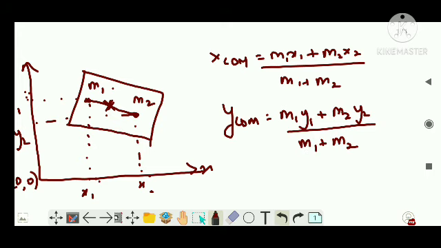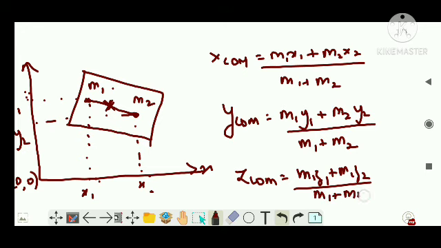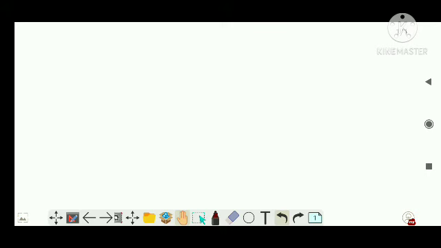Now can't you write for the z coordinate also? ZCOM is equal to m1 z1 plus m2 z2 divided by m1 plus m2. Very easy if you understand it. In vector form it becomes m1 r1 vector plus m2 r2 vector divided by m1 plus m2. Clear? Now using this equation we'll do some problems.